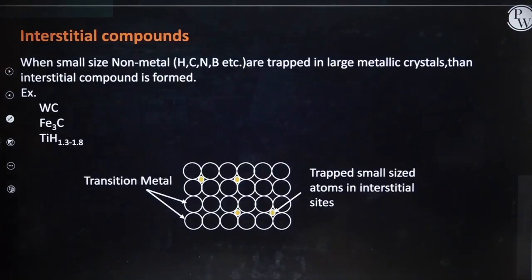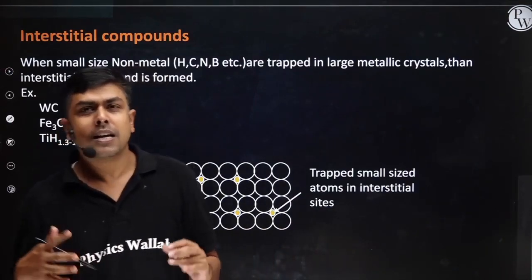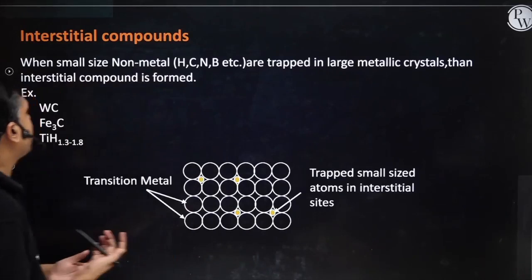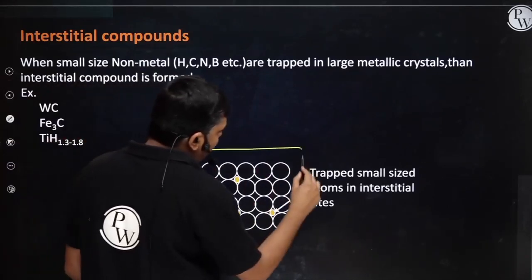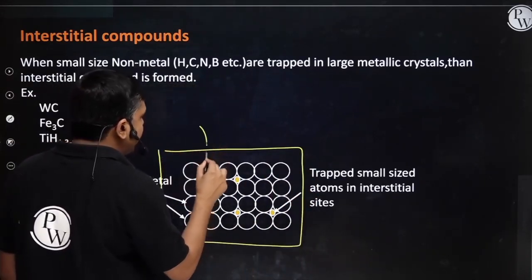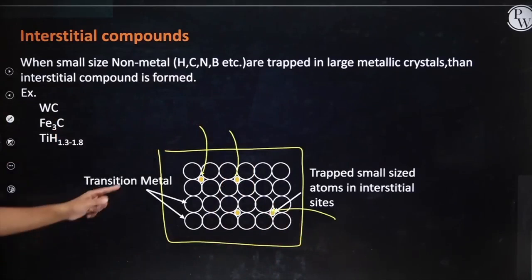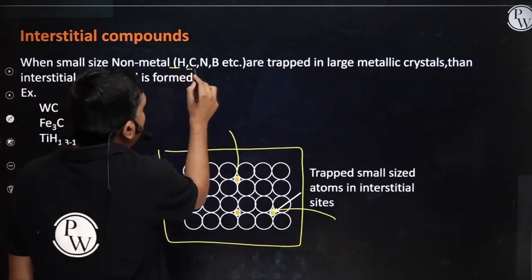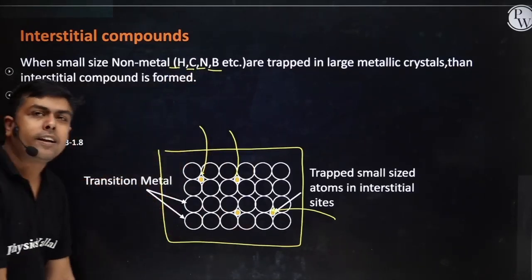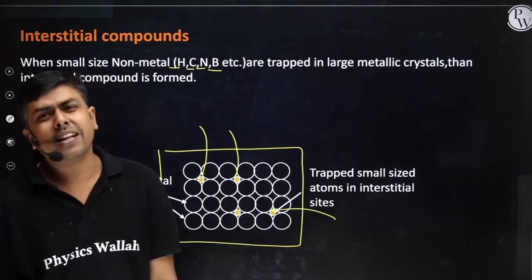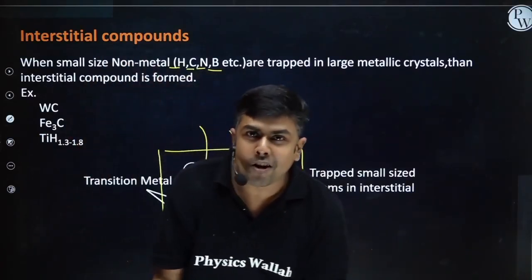Student, moving ahead, the next property that we need to study is formation of interstitial compounds. D block elements also form interstitial compounds. What do we mean by the term interstitial compounds? Basically, when small size elements get trapped in the crystal lattice, elements like hydrogen, carbon, nitrogen, boron are trapped in a large metallic crystal, and then an interstitial compound is formed. Basically, trapping of small size elements in a metallic crystal is nothing but the formation of interstitial compound.